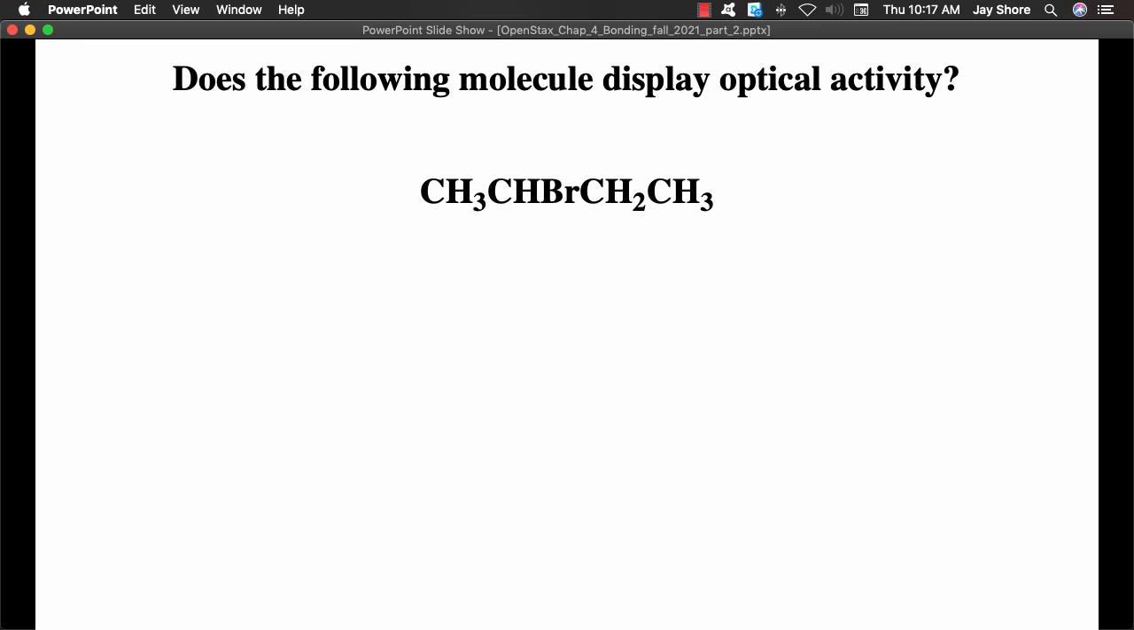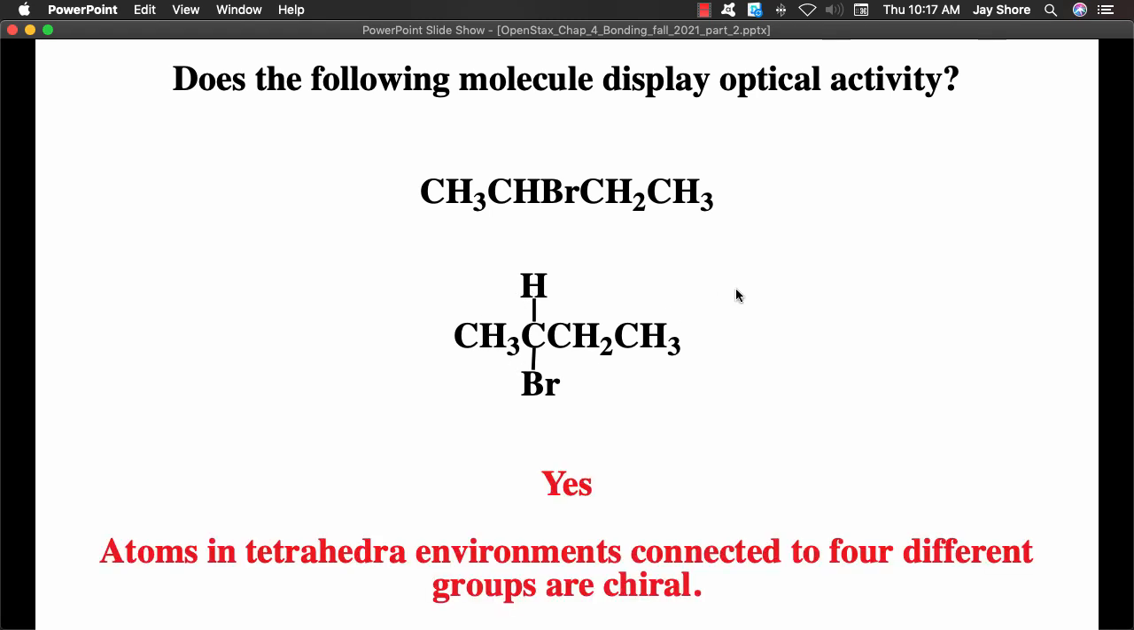And so you could also be asked, does the following display optical activity? And so you're given the structural formula. Structural formulas indicate what's bound to what. If we draw it out, we get this. And we see that this carbon is attached to 1, 2, 3, 4 different groups. And so that should have optical activity. It should have optical isomers.